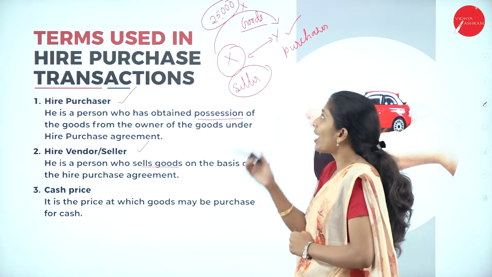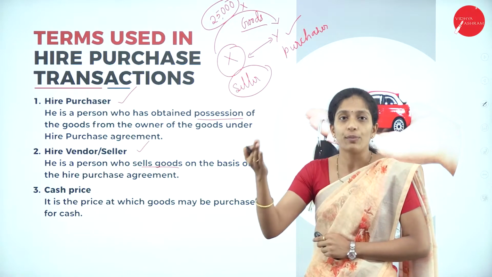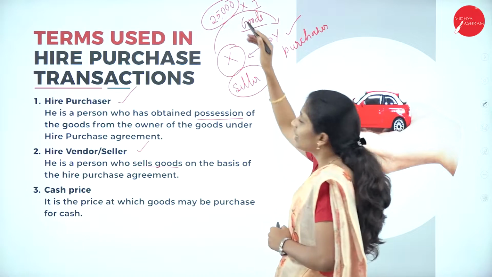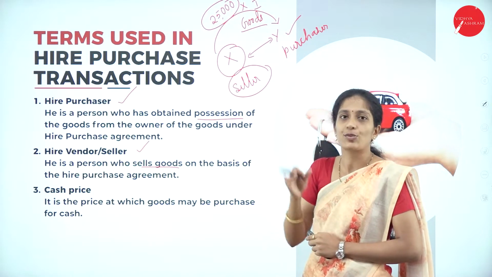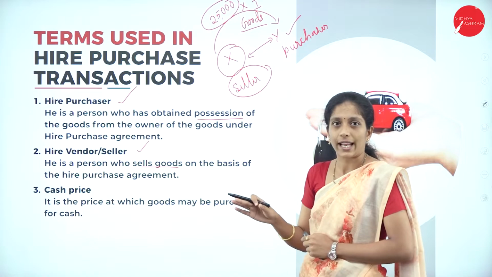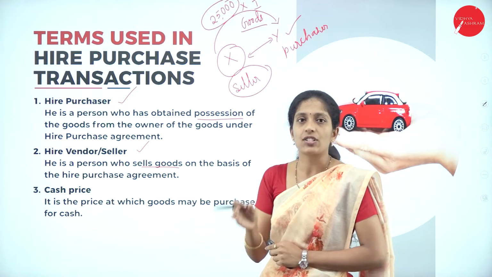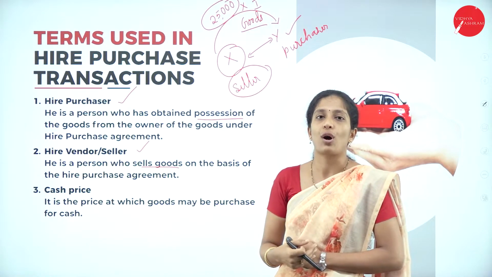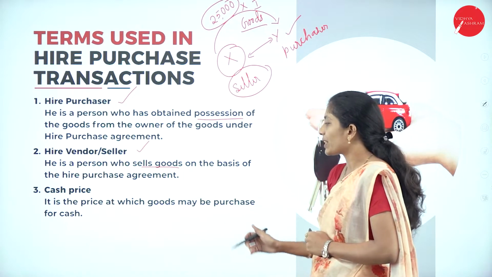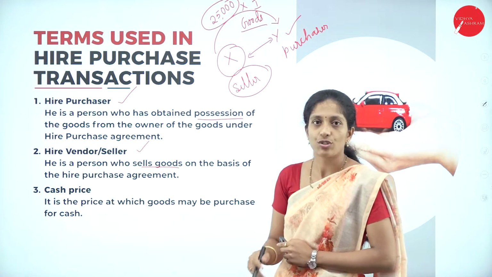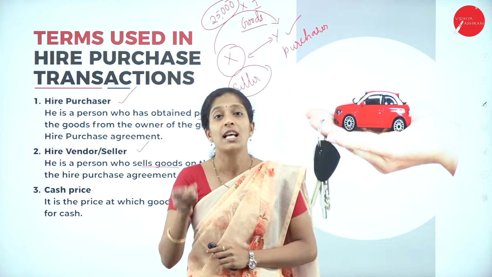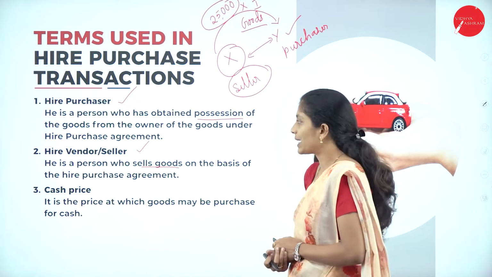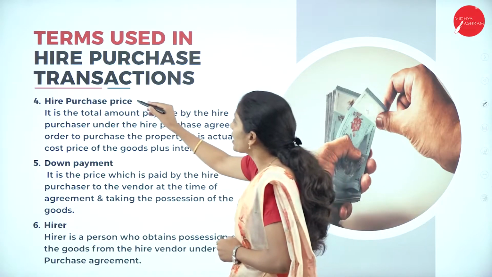So this is the actual value of that particular good or asset, known as the cash price. After adding interest, the value will increase, right? Because of plus interest, the actual value of goods plus interest will be added. So that is not the cash price. Before adding interest, that is known as the cash price, in the sense, the actual value of goods or asset. It is a price at which goods may be purchased for cash. If you are making payment in cash, then that value of the goods is known as the cash price.